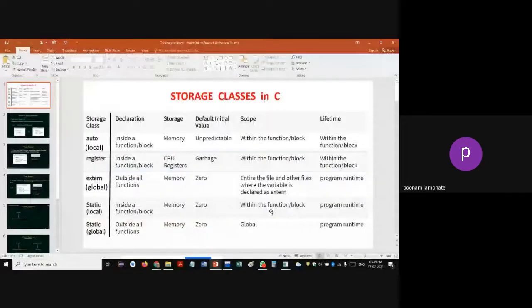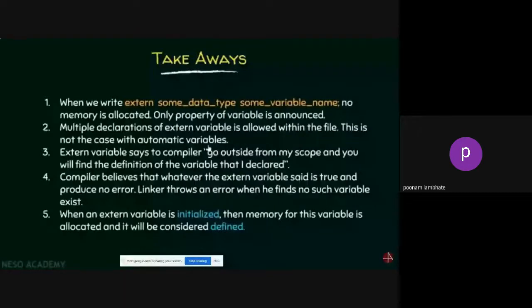there are certain key takeaways from this execution. The syntax will be some data type int, then the variable name, and you must write the extern keyword before it. It becomes an extern storage class variable. So you can say that only the variable property is announced, that it is an integer variable and I want to use it. Multiple declarations, multiple times if you write extern int var, it is allowed. Then it tells the compiler to go outside my scope, and wherever you find the definition of the variable, access that variable. Right? That is what we have been doing.